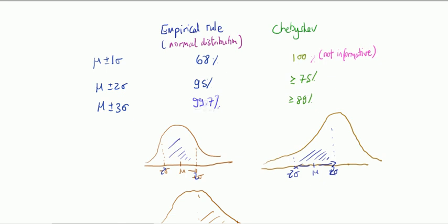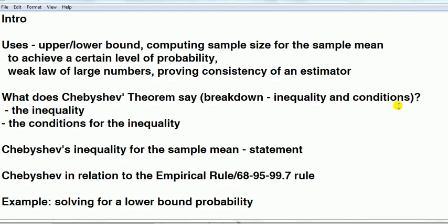So to sum up, this empirical rule is like giving you pretty much exact values. The Chebyshev is just going to give you bounds of at least bigger than those figures. Alright, so finally we'll come on to solving a question.